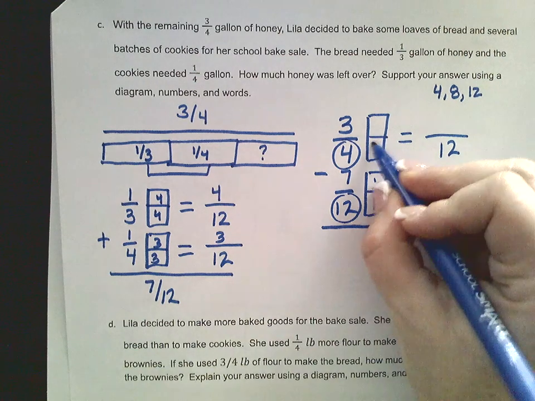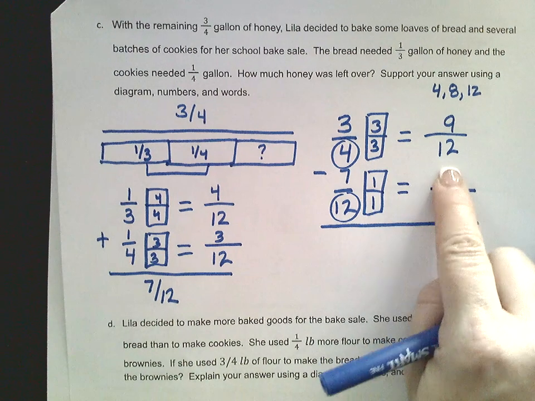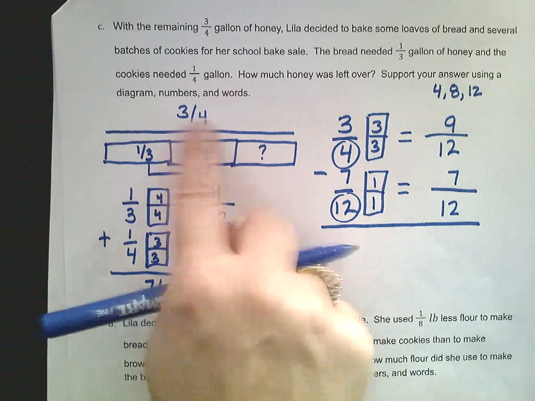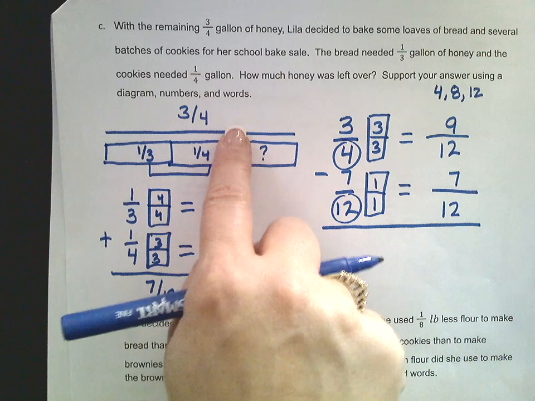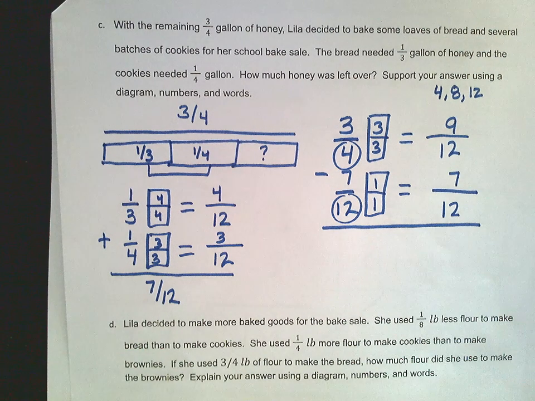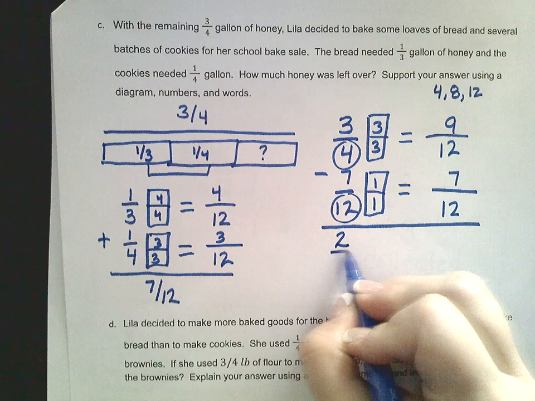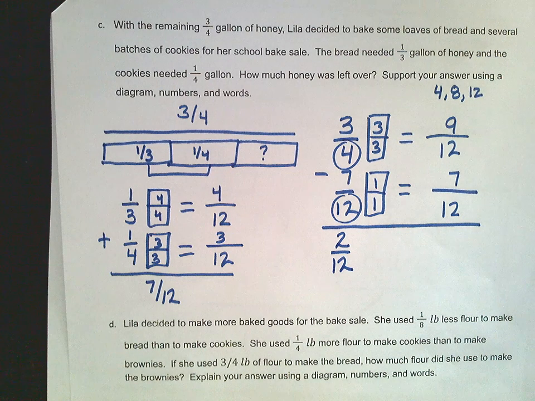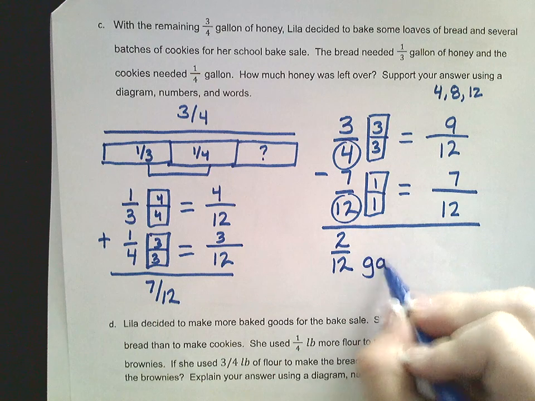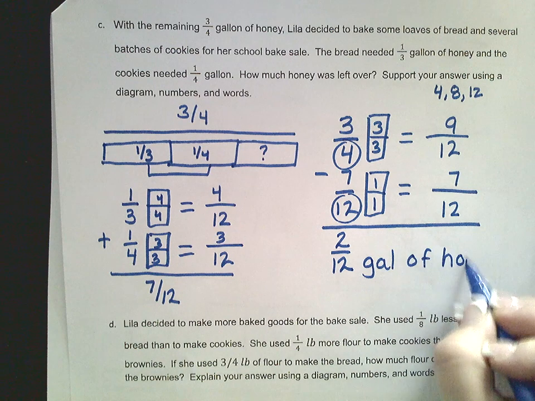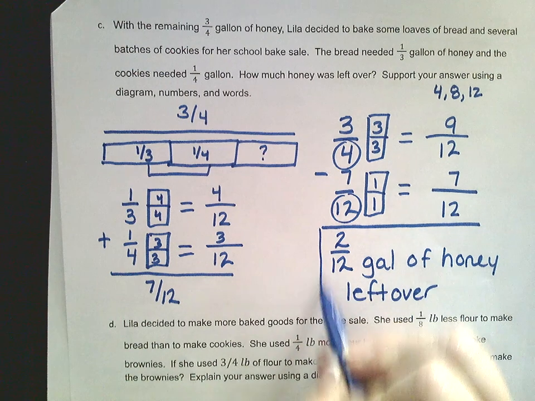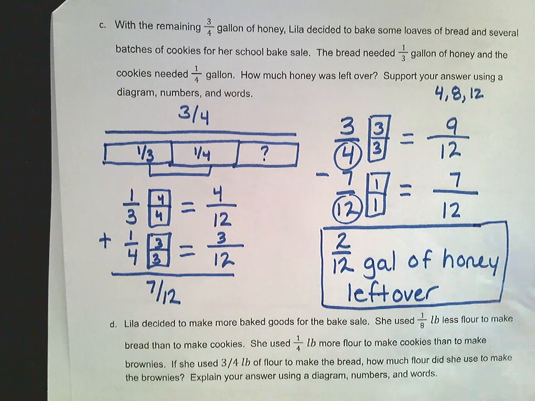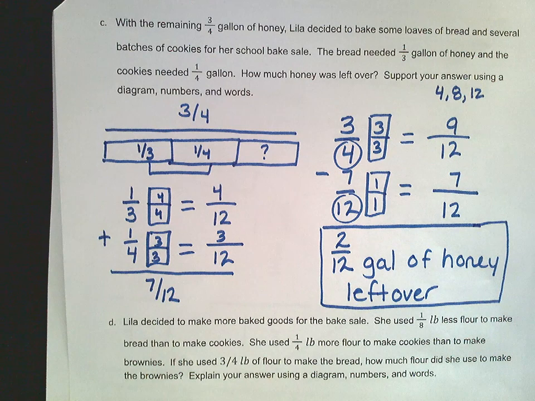4 times 3 is 12, 3/3. So if you notice, our whole 3/4 is 9/12. So it was the whole, it is the larger fraction. So 9/12 minus 7/12 is 2/12. And that was what they said, how much honey was left over. It's in gallons. So 2/12 gallon of honey left over. And that is one more problem.